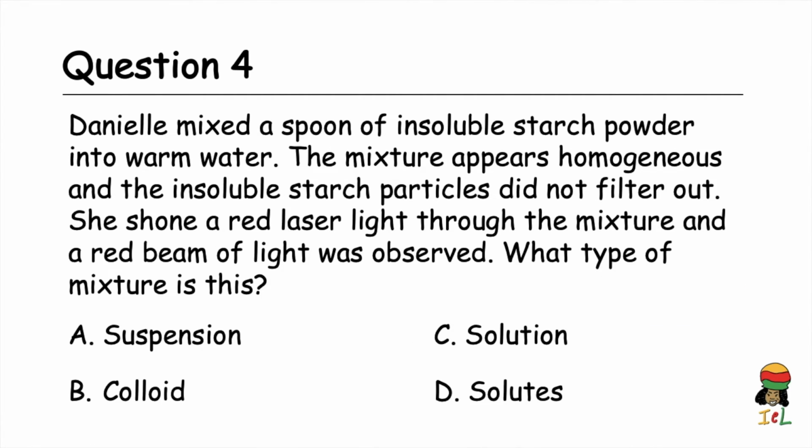Question 4. Daniel mixed a spoon of insoluble starch powder into warm water. The mixture appears homogeneous and the insoluble starch particles did not filter out. She shone a red laser light through the mixture and the red beam of light was observed. What type of mixture is this? A. Suspension, B. Colloid, C. Solution, D. Solutes. And the answer is B, colloid.